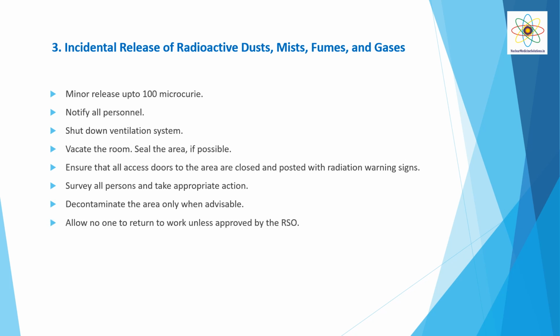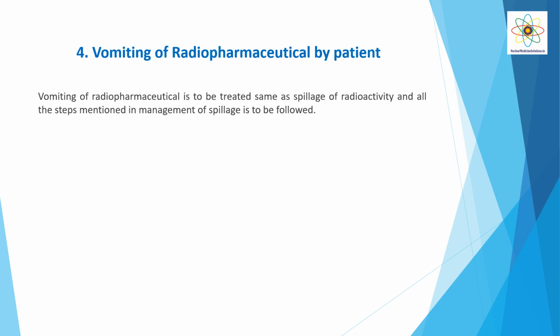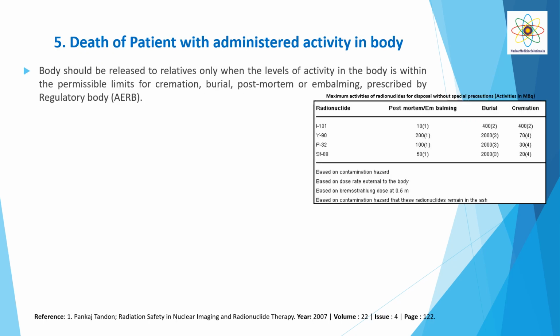Decontaminate the area only when advised and supervised by the RSO. Allow no one to return to work in the area unless approved by the RSO. Once things are settled, determine cause and corrective actions needed. Document the incident. Notify the head of department, licensing and regulatory authority. In case of vomiting of radiopharmaceutical by the patient, it is to be treated the same as spillage of radioactivity, and all the steps mentioned in the management of spills are to be followed.